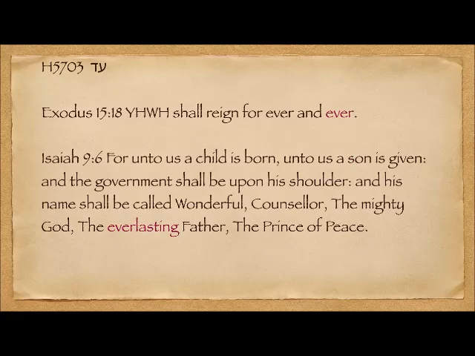Now another related meaning is ed. Exodus 15:18, Jehovah shall reign forever and ever. Maybe you are familiar with the phrase, leolam va'ed, until eternity and beyond, forever and ever. It's continuous. Isaiah 9:6, for unto us a child is born, unto us a son is given, and the government shall be upon his shoulder, and his name shall be called Wonderful Counselor, the Mighty God, the Everlasting Father, the Prince of Peace. Everlasting Father is Avi Ad, the Father that goes on and on and on. And so we see that all the testimonies, all the witness, all the moedim, these are things that go forever.